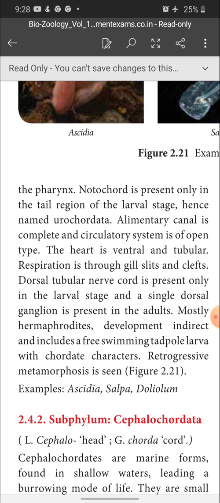Retrogressive metamorphosis is also seen here. Metamorphosis, you know very well, is where the development passes through various stages of larval forms. That is called what? Metamorphosis. Examples for this phylum Urochordata: Ascidia, Salpa and Doliolum.